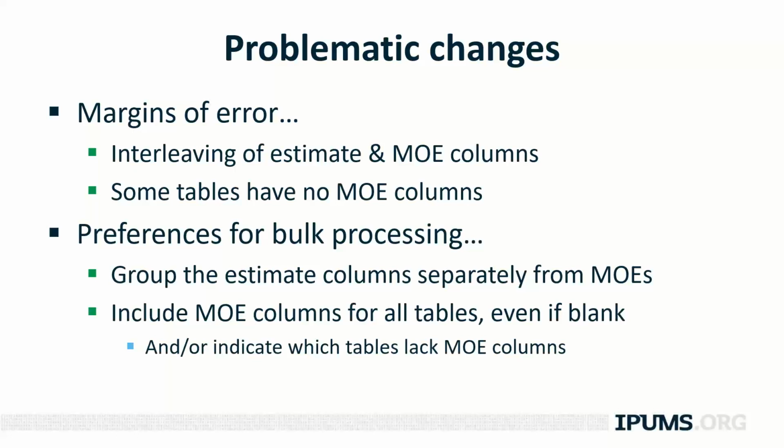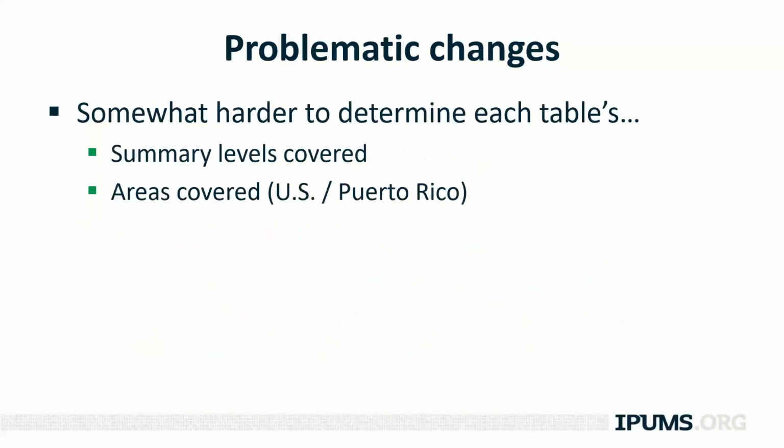So it would be nice if there was always a margin of error column, even if it's blank, or failing that, it would be nice to have a better indication of which tables lack the margins of error column so that we can operate on that and determine without having to inspect the files ourselves.